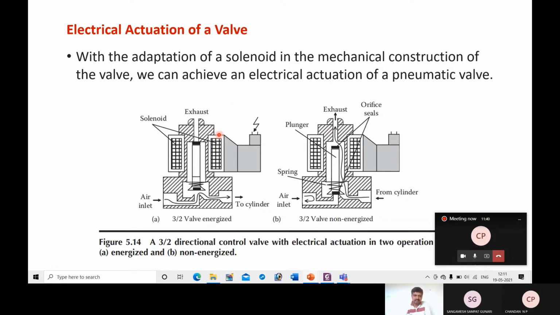When it receives an electric signal, there will be a magnetic field. This magnetic field will attract the plunger, and the plunger will move upwards. When the plunger moves upward, there will be contact between the air inlet and the cylinder, so there will be contact between these two ports, 1 and 2. If there is interruption of the signal, if it is non-energized, then once again it will come down. If it comes down, the path for movement of air from port 1 to 2 will get blocked.